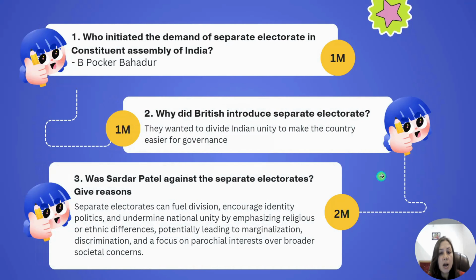Who initiated the demand for separate electorates in the Constituent Assembly of India? It was B. Pocker Bahadur. Very important question: why did the British introduce separate electorates? They actually wanted to continue with their policy of divide and rule, which we saw in the year 1905 also during the Bengal division. And they continued it till the end. And what we came up with in the year 1947 was the division, the partition of India and Pakistan.